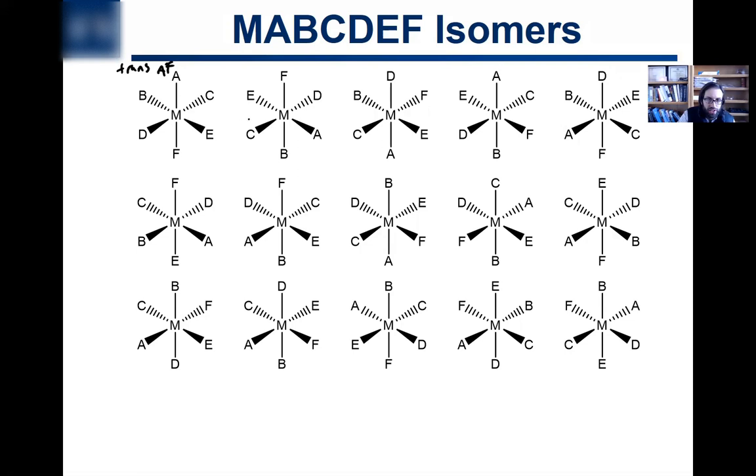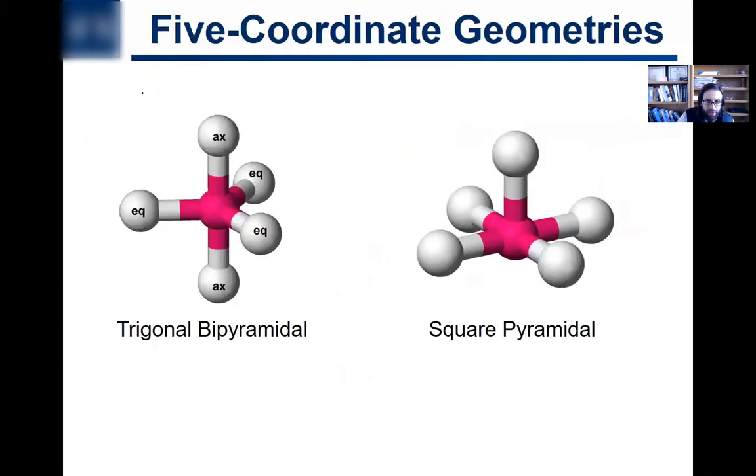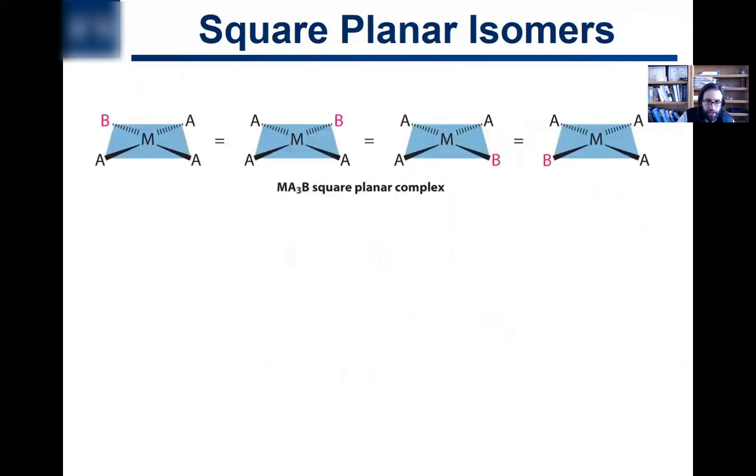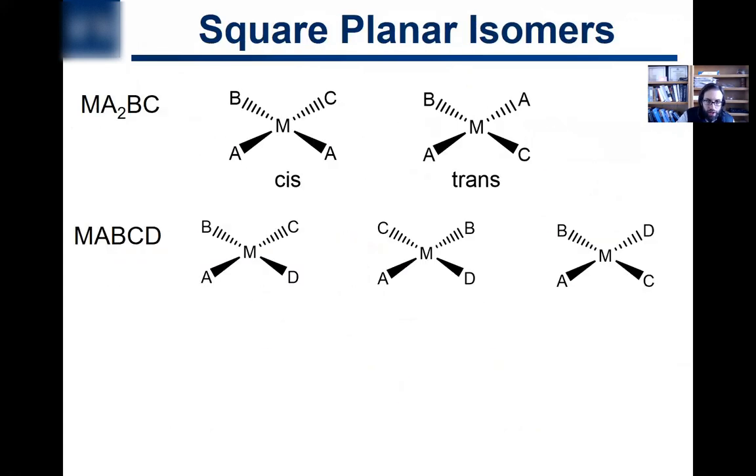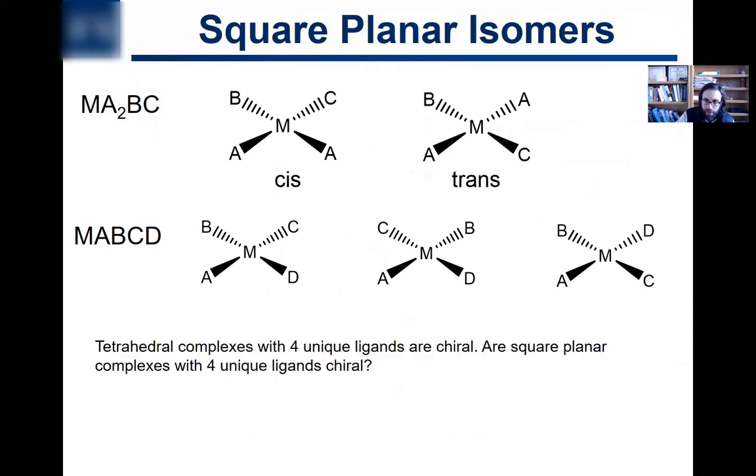A and F are trans to one another. Okay, so if I say A and F have to be trans to one another in the ones that I'm evaluating, then what do I have left? I have a square planar complex. And we know from our previous discussion that if you have a square planar complex with 4 different ligands, M, A, B, C, and D, there's 3 different isomers.